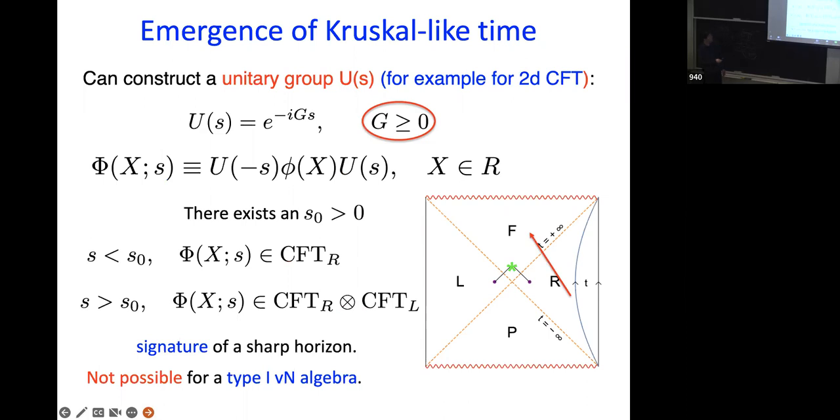Let me just say one thing: you can construct this U, corresponding to the Kruskal time translation in the U direction. Essentially, you see the emergence of the Kruskal time from this U operator, which is specific to this type III-1 structure.